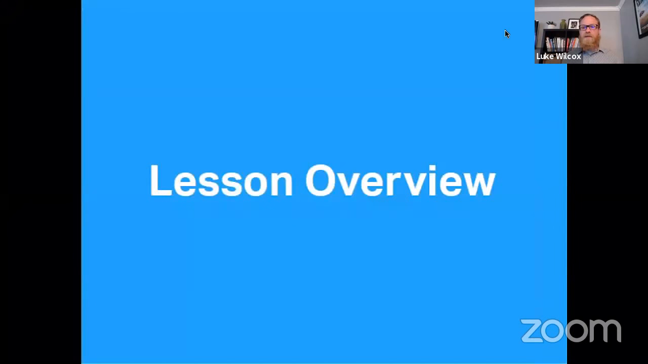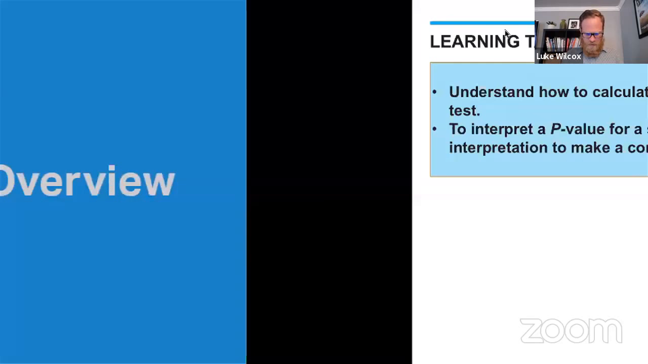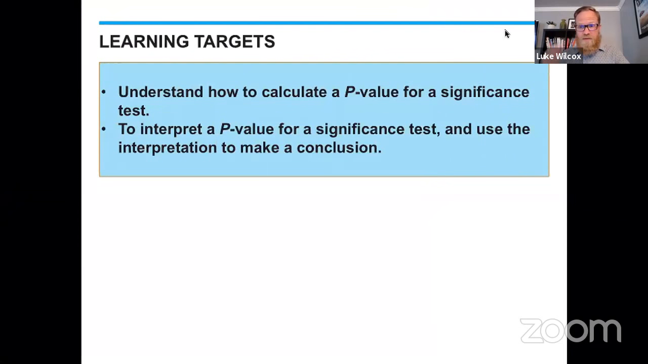So I'm going to start with a lesson overview where I'm going to provide you with a couple of learning targets. And then at the end of the lesson, we'll come back to those learning targets and make sure that we got what we needed to. So there are two of them. And of course, as mentioned, both related to the p-value. The first one says, understand how to calculate a p-value for a significance test. And the second learning target, which I think is the more important learning target, is to be able to interpret a p-value for a significance test. And then, of course, be able to use that p-value to make a conclusion for a significance test.